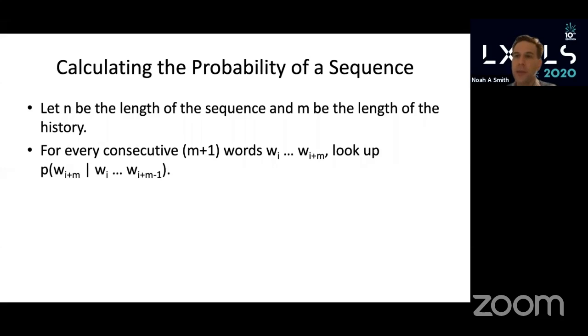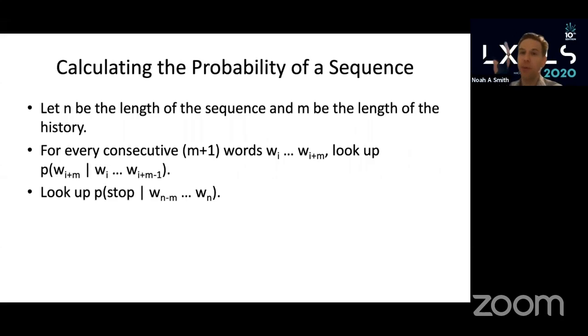And now you get a bunch of probabilities, and I'm going to have you stop and think: what do I do with these probabilities after I've looked them up to get the total probability of the sequence? I'm going to aggregate them in some way. What's the right arithmetic operation?